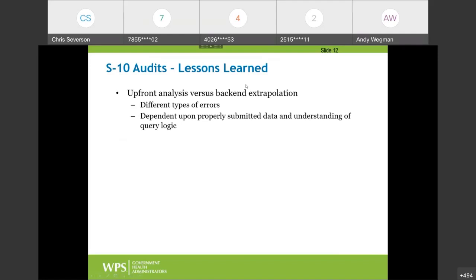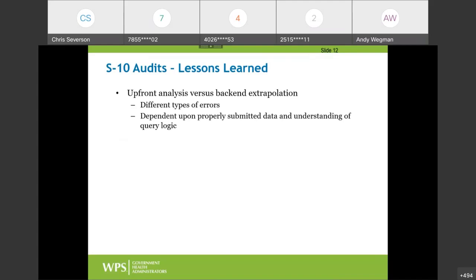And a big lesson, one that's relatively new, that CMS is really starting to stress, is the idea of upfront analysis of the listing and trying to get the best, cleanest listing possible by the time we start the detailed testing, the sampling, versus back-end extrapolation of errors. In a perfect world, we'd be able to find all the errors up front, and then the sample would just affirm that those were correct. They'd give us the assurance that the data was correct.